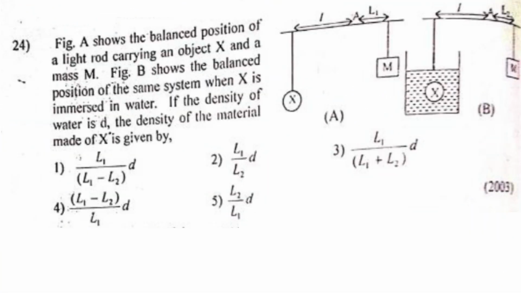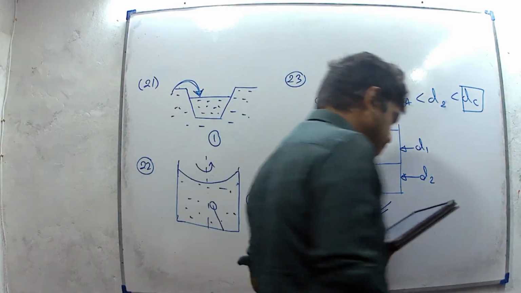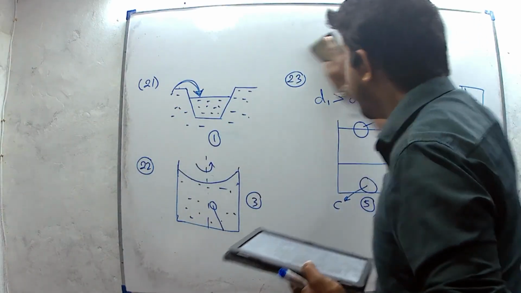Then question number 24. Figure A shows the balanced position of a light rod carrying an object X and a mass capital M. Figure B shows the balanced position of the same system when X is immersed in water. If the density of water is D, the density of the material of X is given by... We have to find the density of the material.